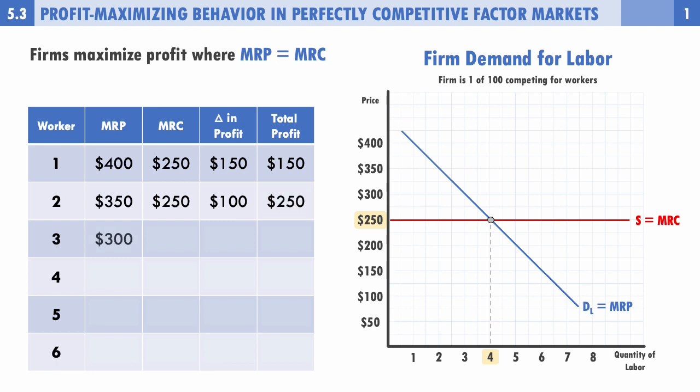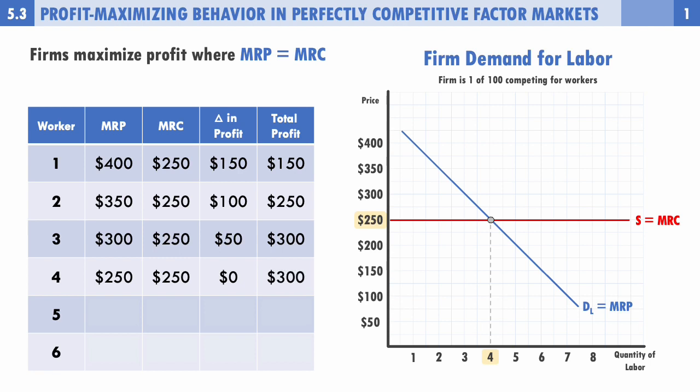Then we can do that same thing for worker number 3. If you go straight up, they bring in an additional $300 in revenue. It costs us $250 to hire them. We're making $50 in additional profit from that worker. Add that 50 to the running total of 250, that's 300. Now, once we get to number 4, if you notice, MRP and MRC are equal, and we end up seeing that the change in profit is 0. But this is what I want you to notice: our profit is not increasing, it's not decreasing, and so it stays at 300.